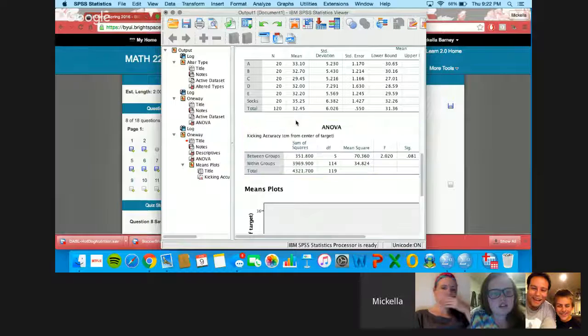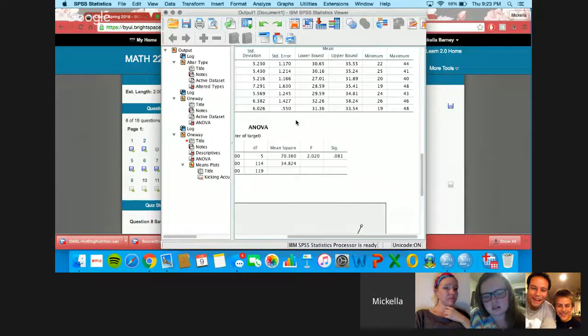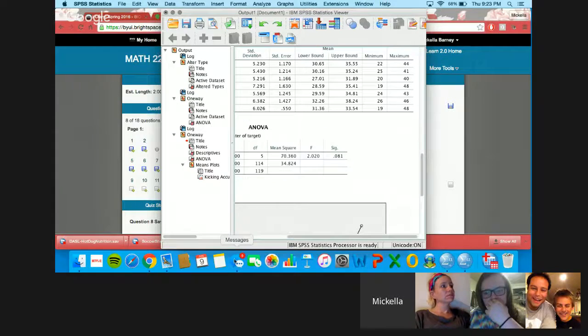So I guess the minimum is 19. Maximum's 48. I can't see it because she's on the left side of it. I guess what we could do is submit 19, and then if that doesn't work, we can try the 19.45. And then if that doesn't work, then we can figure something out.